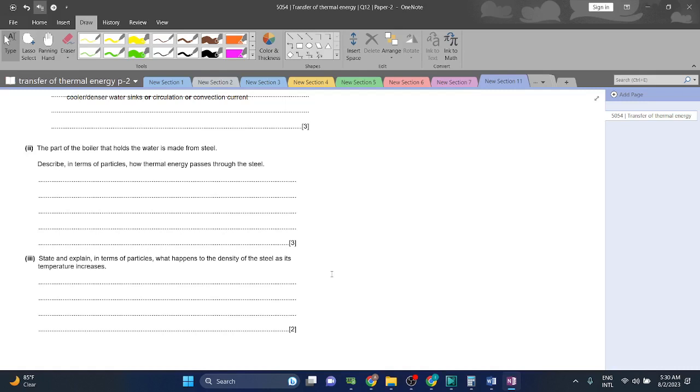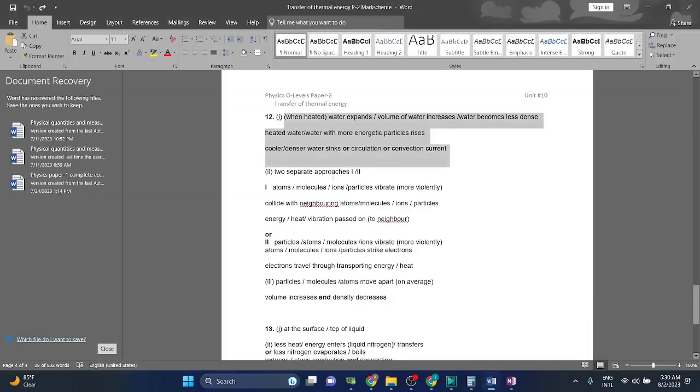जो vibrate कर रहे होते हैं ना atoms, that sends off to the other particles. अगर ये वाले atoms vibrate कर रहे हैं, it will be transferred to this atom as well. ठीक है ना? And this is facilitated by movement of electrons within the metal. मेटल के अंदर अपना भी मूवमेंट ऑफ इलेक्ट्रॉन्स हो रहे हैं. सो टू सेपरेट अप्रोचेस मैंने दोनों बता दिए.